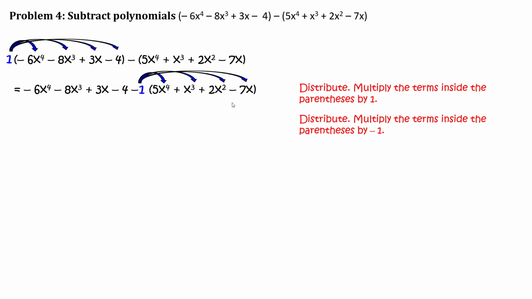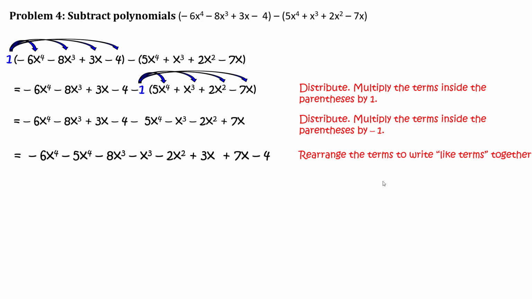So I'm going to distribute a negative 1. And then when you do that, 5x to the 4th becomes negative 5x to the 4th, x cubed becomes negative x cubed, 2x squared becomes negative 2x squared, and negative 7x becomes positive 7x. And then I'm going to rearrange the terms to write the like terms together. So the 4th degree terms together, the cubic terms together. So there's only one squared term. The linear terms are the 1st degree terms together, and there's only one constant term.